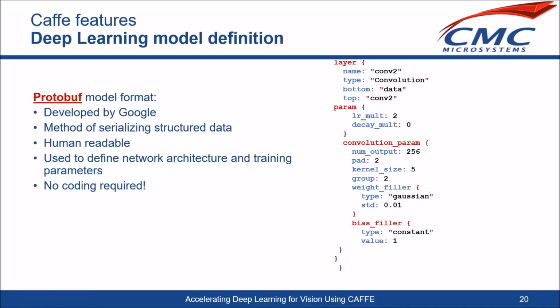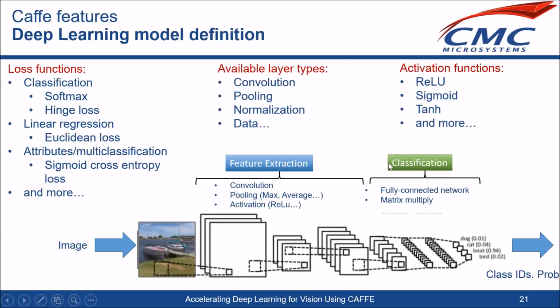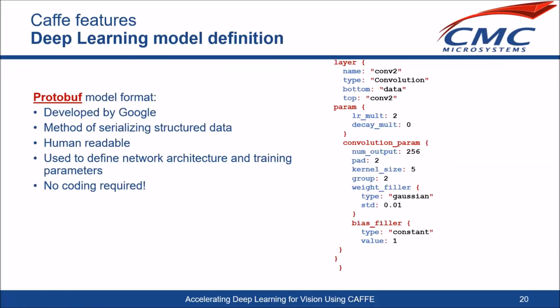Here, for example, we describe a convolution, other blocks, some parameters for the training, and some parameters for the size of the convolution: the number of outputs, the padding, the kernel size. For someone who starts using Caffe, don't worry about understanding all these parameters because we are going to use some predefined models. But for advanced users, of course, there will be a lot of things to learn in order to create models.